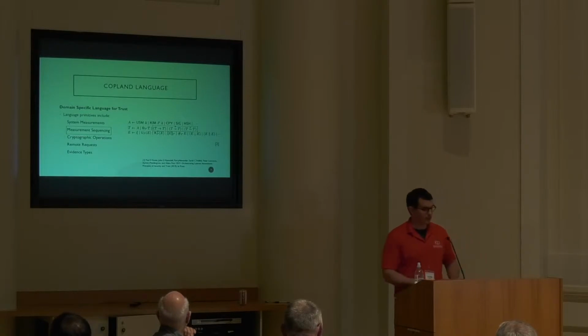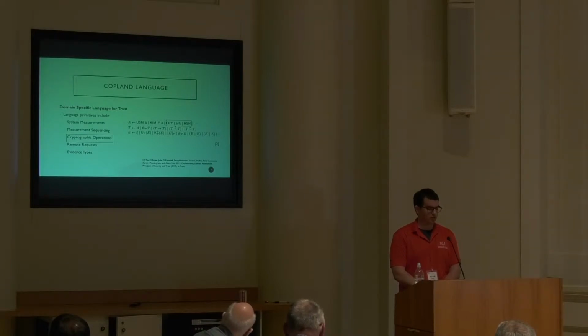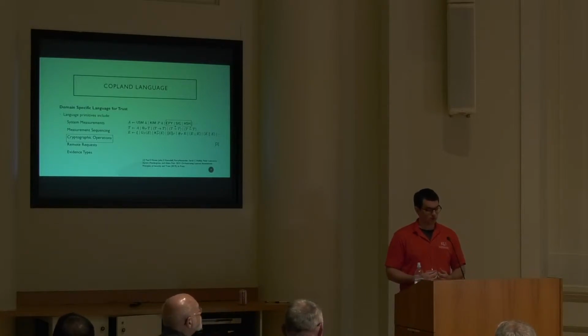Next, we have measurement sequencing operations. I'll talk about these in detail more later in the presentation. But at a high level, they are ways that we can compose and enforce some sort of ordering on measurements of the system. Next, we have cryptographic operations. Our three abstract cryptographic operations are digital signatures, hashing, and copying of data. These operations act on the evidence produced by these protocols.